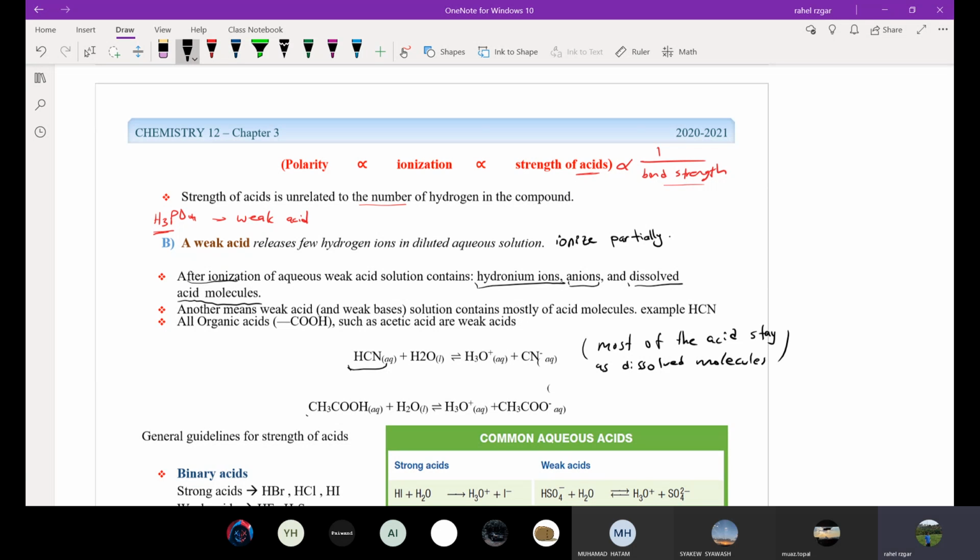Same thing for acetic acid, where only 1.7% of acetic acid will ionize, and 98.3% will remain as molecules.